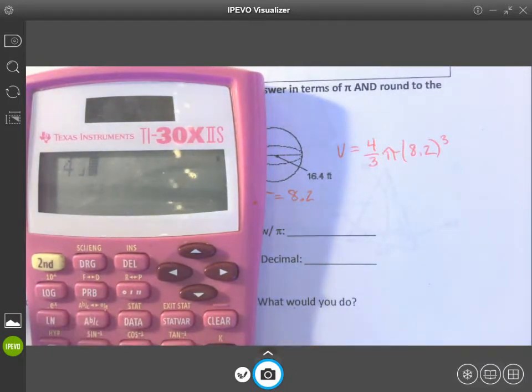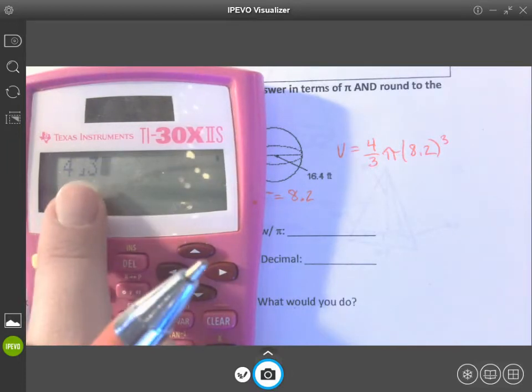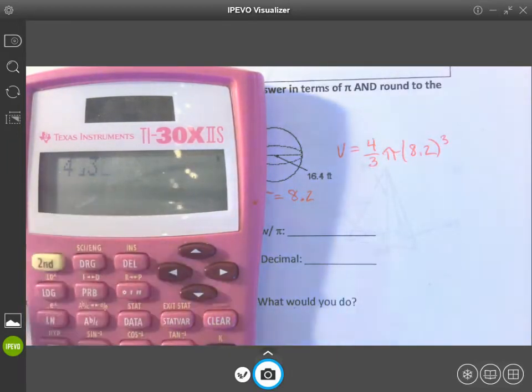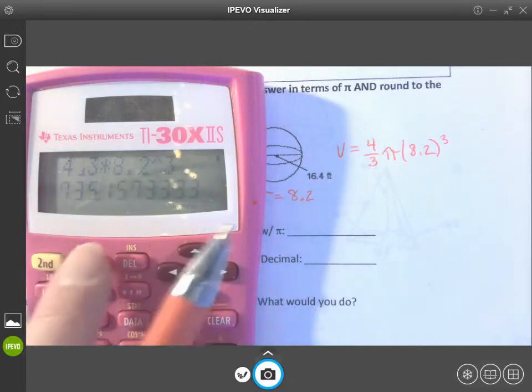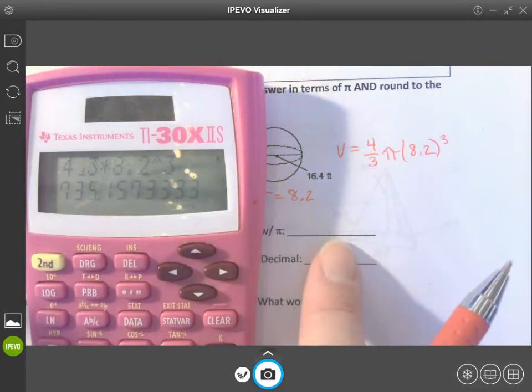So 4/3 is a repeating decimal. That's 1.3 repeating, but we know what that is. So we're not rounding it. I guess we are, but if we keep it as a fraction, times 8.2 to the third. Now, this is probably going to give me a decimal. Do you see it? So it says exact answer.